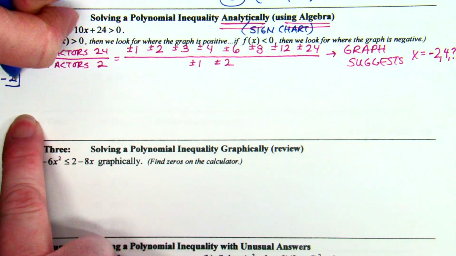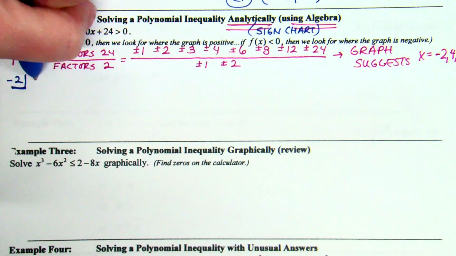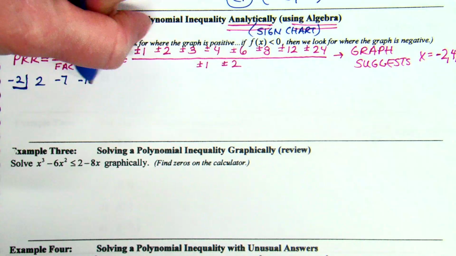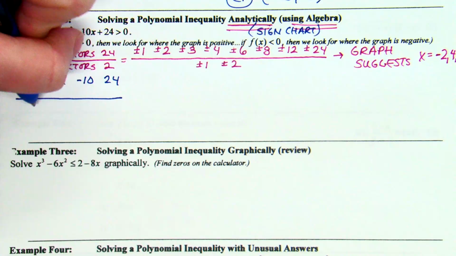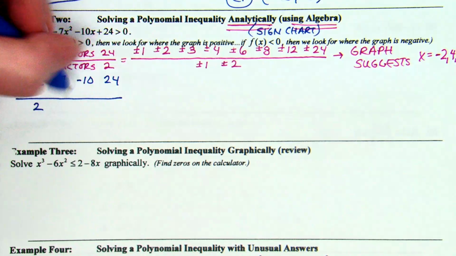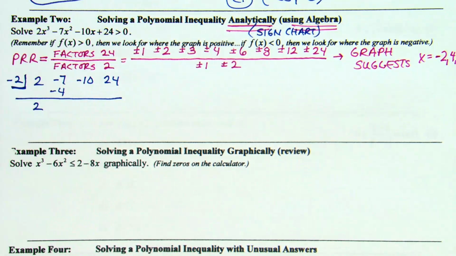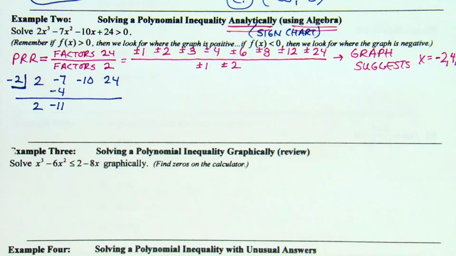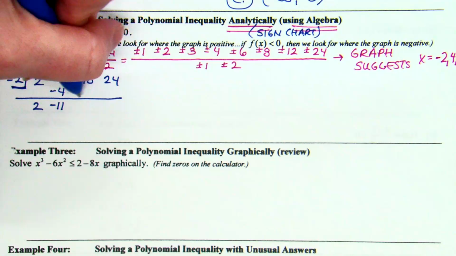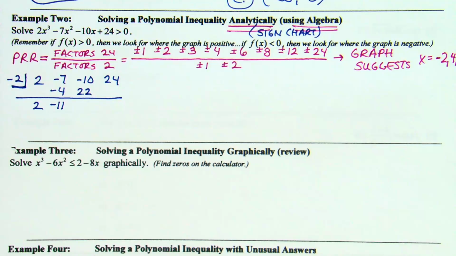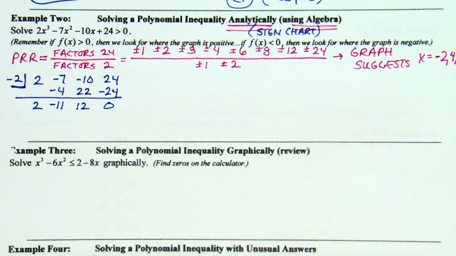Don't forget to put placeholders if you need them. Got 2, negative 7, negative 10, and 24. Drop your 2, negative 2 times 2, negative 4. Negative 7 plus negative 4, negative 11. Negative 2 times negative 11, positive 22. Negative 10 plus 22, 12. Negative 2 times 12, negative 24. 24 and negative 24, 0. Let me zoom in on this a little bit so you guys can see better.